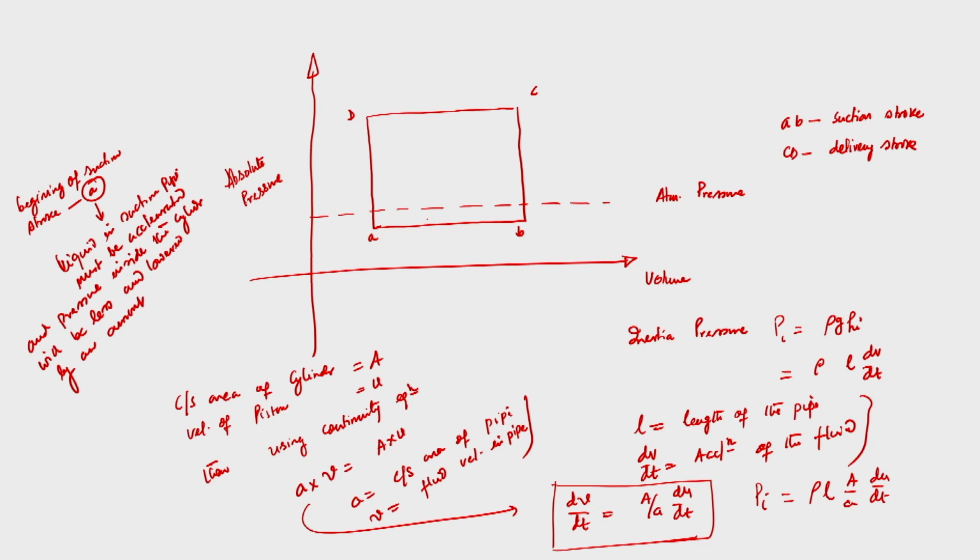How much? This is very important. Rho L A by a_s. So this will be Pi at acceleration, that is equal to rho into suction length L_s into A by a_s, the suction pipe area, into du/dt.